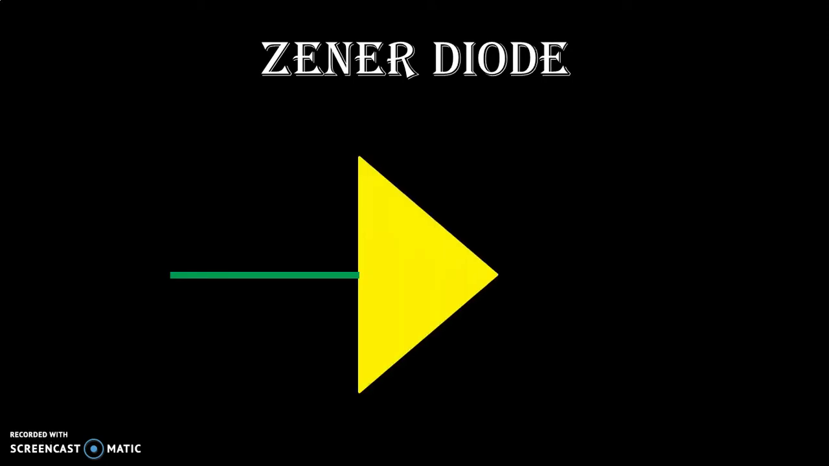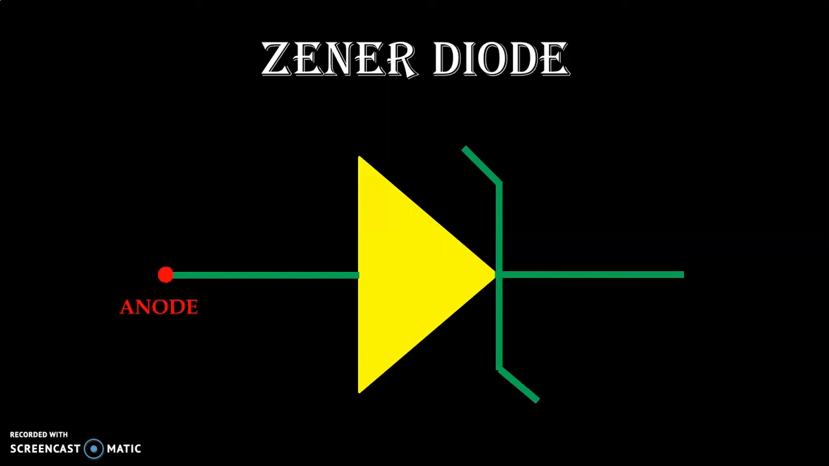Now let us see the symbol of the Zener diode. It is almost similar to the PN junction diode. It also has two terminals, one terminal that is anode and another terminal that is known as a cathode. Normally we use a Zener diode in a reverse bias condition. The meaning is cathode is made more positive compared to anode.